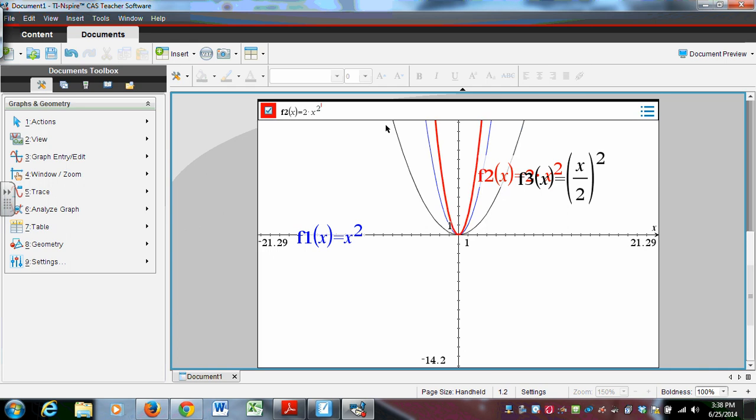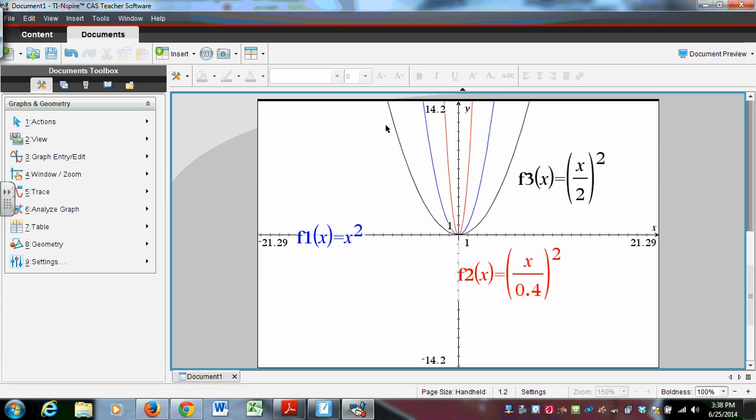Whereas, if I were to replace the x in x squared with some decimal number, like 0.4, oh, that's not going to work here. Get rid of that. Okay. If I were to replace the x in x squared with x divided by some decimal number, then the graph gets shrunk in the horizontal direction by that factor. It gets shrunk.